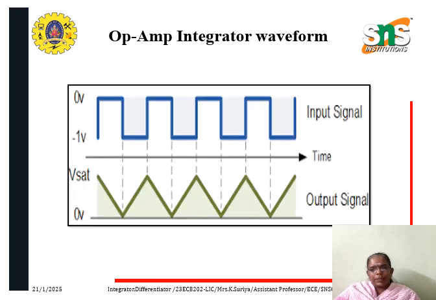So this is an op-amp integrator waveform. When an input signal is given as a square wave, you will be getting a triangular wave as the output when we perform the integration operation.